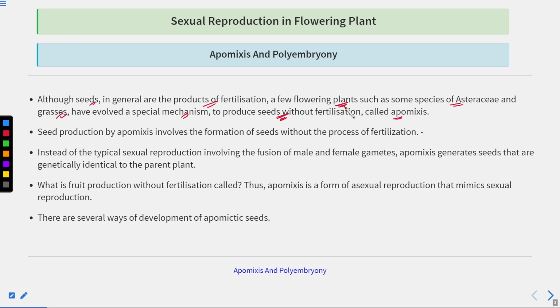Some flowering plants which belong to the Asteraceae, as well as the grasses, show this. Grasses belong to the monocots. In these plants apomixis is seen, means here the seeds are forming without fertilization. Seed production by apomixis involves the formation of seeds without the process of fertilization. This we have already discussed. So instead of typical sexual reproduction involving the fusion of the male and the female gamete, apomixis generates seeds that are genetically identical to the parent.